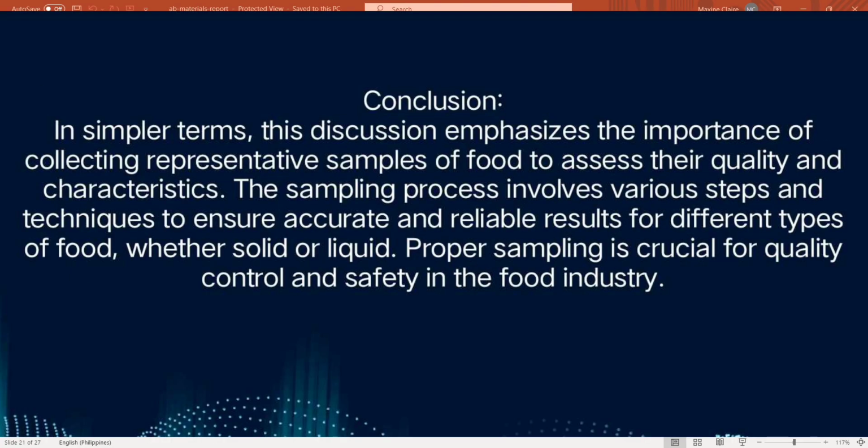In conclusion, the discussion emphasizes the importance of collecting representative samples of food to assess their quality and characteristics. The sampling process involves various steps and techniques to ensure accurate and reliable results for different types of food, whether solid or liquid. Proper sampling is crucial for quality control and safety in the food industry.